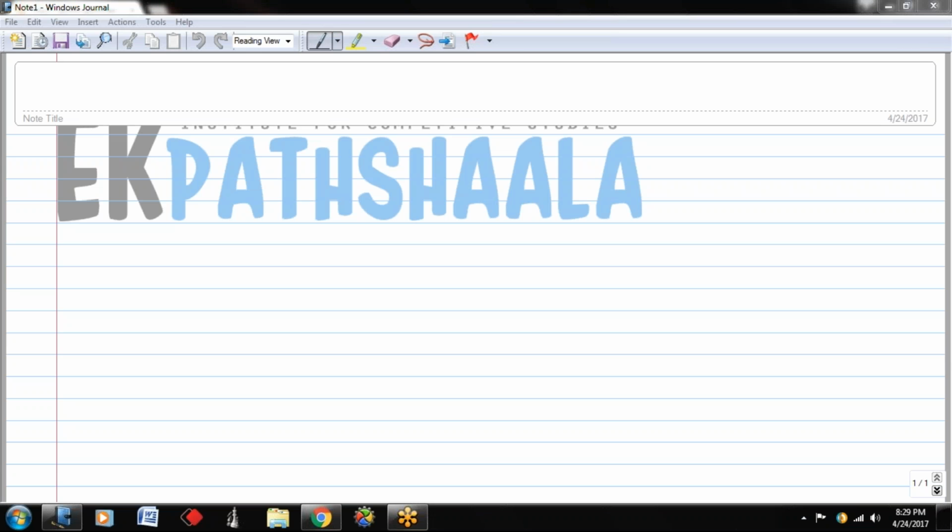If in a function every element of domain has a unique image, then it is called a one-one function. Okay.